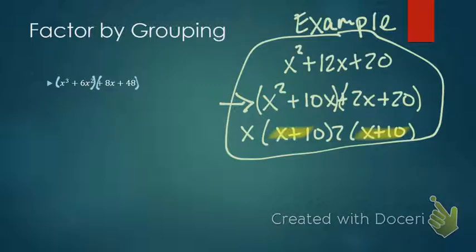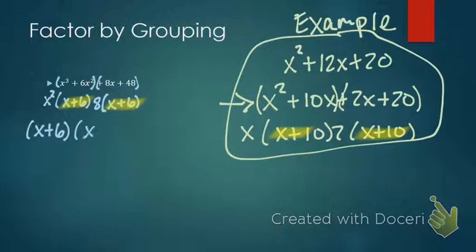Then we're going to look, what do they have in common? So we have x cubed and 6x squared, so they both have an x squared. X cubed divided by x squared is x. 6x squared divided by x squared is 6. We look at the second set of parentheses and see what they have in common. They both have an 8. 8x divided by 8 is x. 48 divided by 8 is 6. And just like on the example that we referenced to the right, what's in parentheses has to be the same. So our first factor is what's inside parentheses. Our second factor is what's outside parentheses.